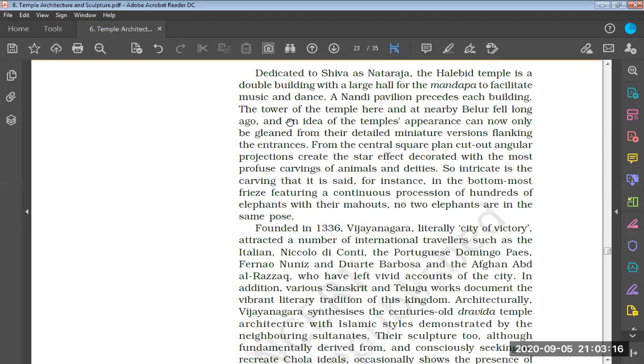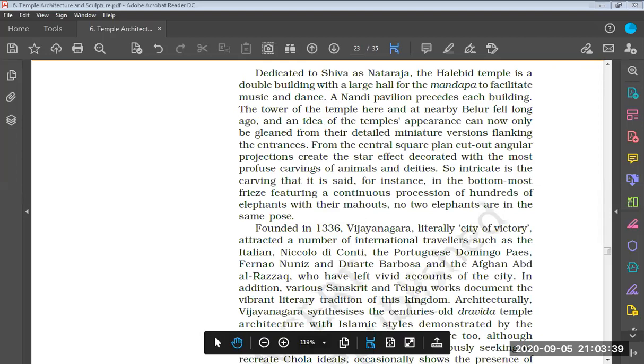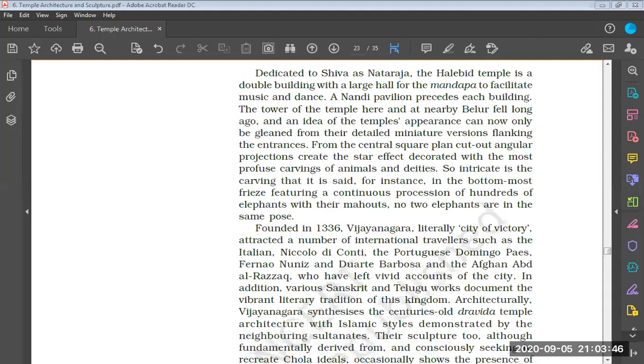Now dedicated to Shiva as Nataraja, the Halebid temple is a double building with a large hall for the mandapa to facilitate music and dance. A Nandi pavilion precedes each building. The tower of the temple here and at nearby Belur fell long ago.